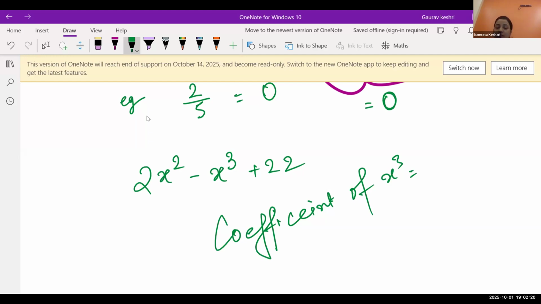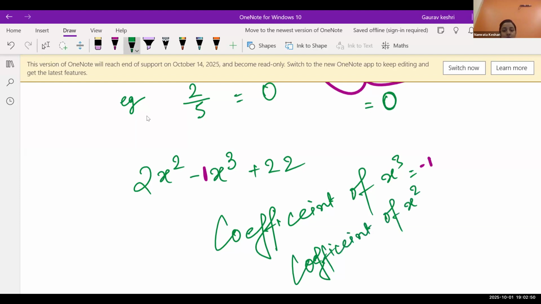Okay. So coefficient means, let me tell you, the multiplier, what has been multiplied with x cube. What is multiplied with x cube? I cannot see the number multiplied with x cube, so I'll be taking minus 1. Are you understanding? Yes, ma'am. If it asks what is the coefficient of x square? Coefficient of x square, 2.